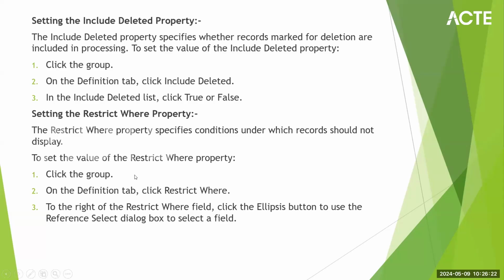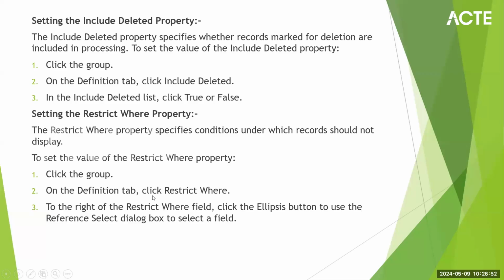And setting the restrict where property. The restrict where property specifies under which record should not display. Where you don't want that particular field or group to be displayed, you can use the restrict where property. On click of this button or on click of this field, I don't want this particular group to be displayed. You can mention that condition here.